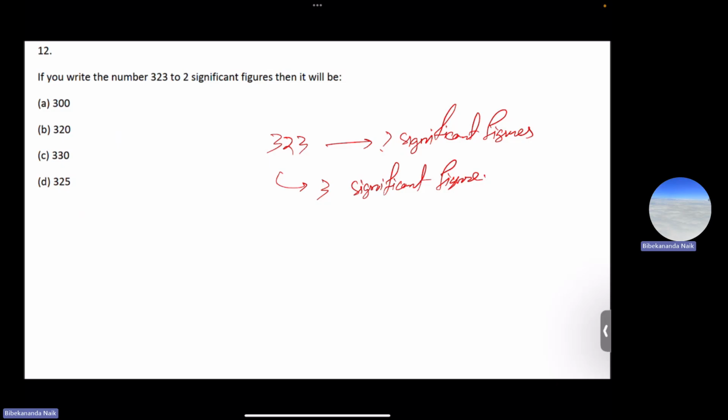Because all are non-zero digits, and there are no powers or decimal signs in this number 323. Now if you need to convert it to two significant figures, then we need to replace one of the digits. So here generally we replace the last digit, which is 3 here. So in 323, this last 3 should be replaced to 0.